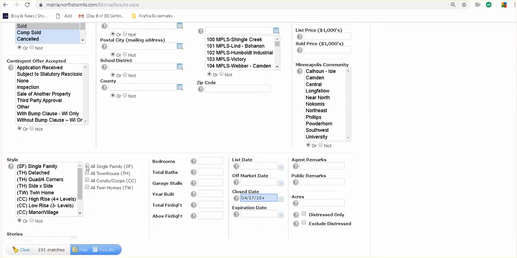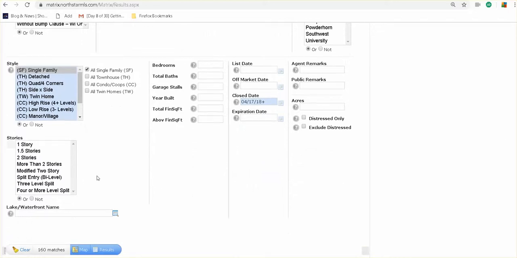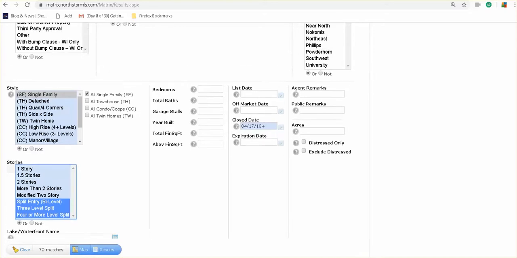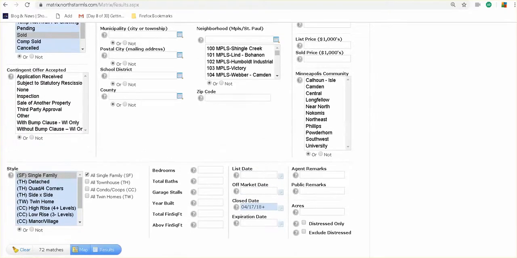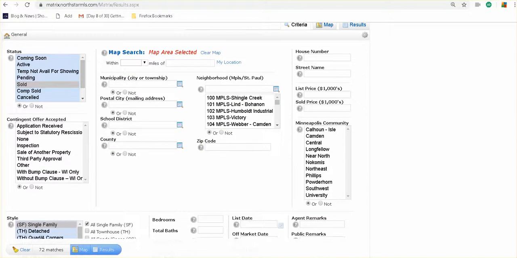Now this home is a single family home. And it is not a rambler. Ramblers tend to go for more, so I'm not going to go with one story. It is a split entry, but I will also compare it to 3 and 4 level splits because I think those are splits as well. They all equal stairs. That's just how my thought process goes, and that's how I do it. I'm not saying it's the only way, just saying that's how I do it. So now I've got 72 matches.